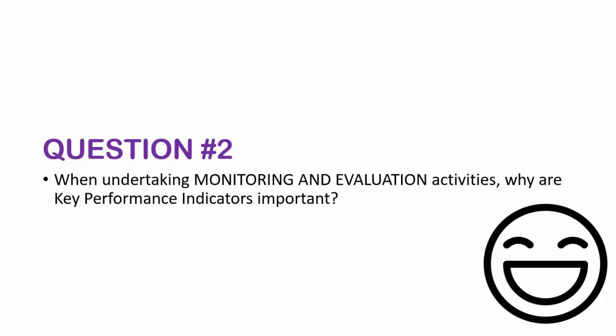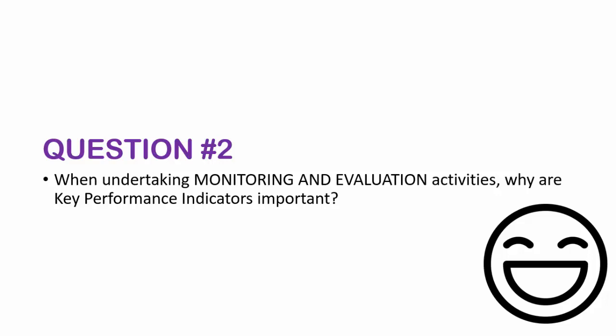Because M&E officers need information, and they don't just need information alone. We need the right information. So key performance indicators help us get the right information at the right time. These key performance indicators are simply telling us whether the project is making progress or not.